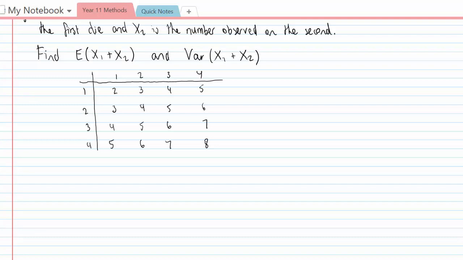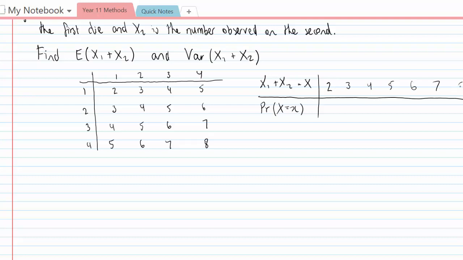So I can create a probability distribution table here. So if I go x1 plus x2, and their associated probabilities. So to write this, I'm just going to call this x, and so I can say then the probability that X equals x. So when I draw this, my options are 2, 3, 4, 5, 6, 7, and 8. And the probabilities is just going to be 1/16, 2/16, 3/16, 4/16, and then going back down again. Yep, so that all adds up to 1, so we're all good.